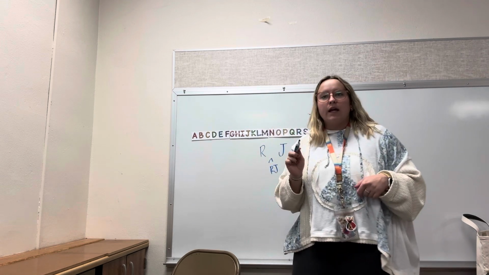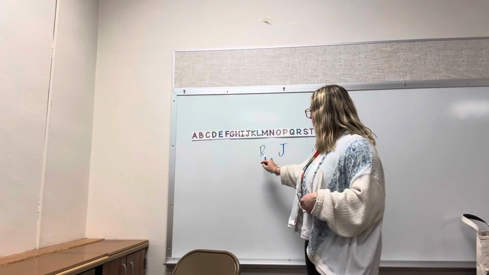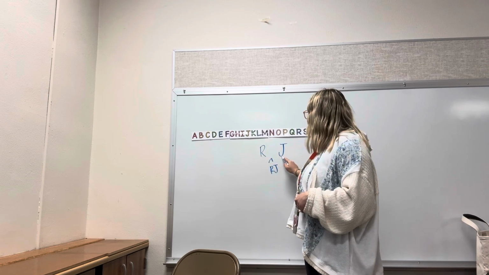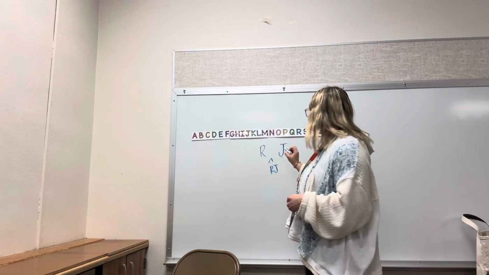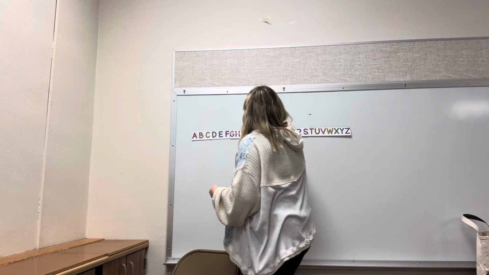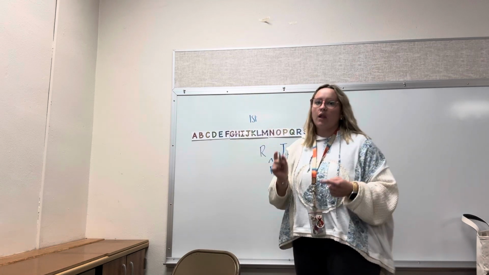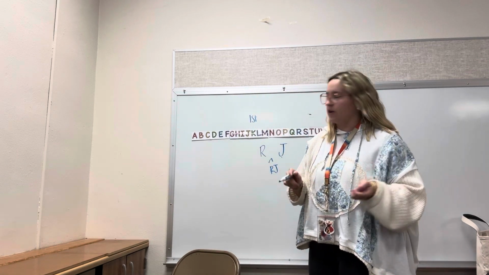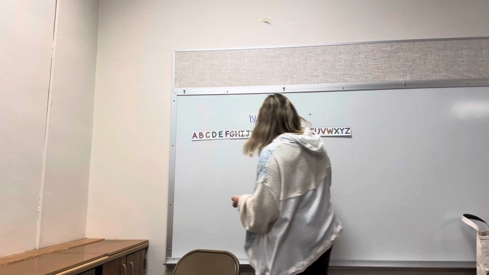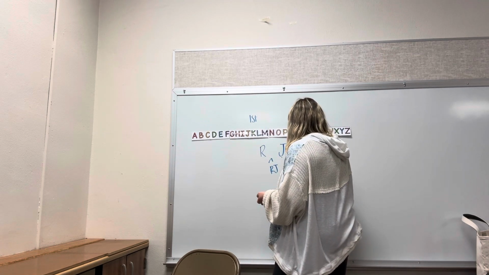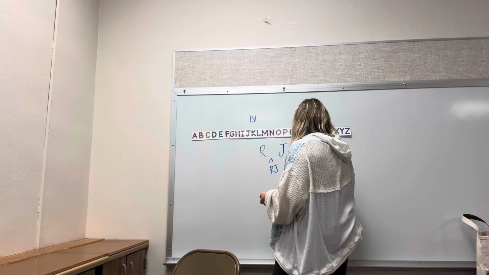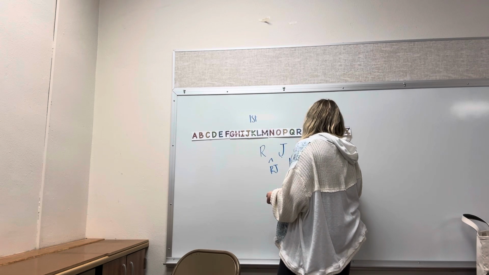Now, the first letter of my name is R. The first letter of my last name is J. So my initials are RJ, and that is the beginning, which means first. Initial means first. So I want you guys to always remember that. I'm going to write it on the board. Initial equals first.